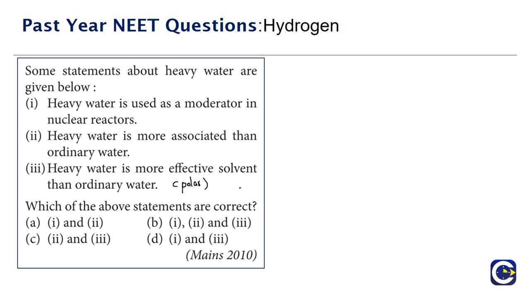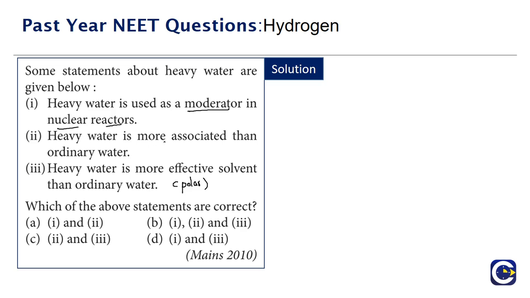Now the first statement, which is heavy water is used as a moderator in nuclear reactors, is correct. In fact, that is an application of heavy water. It is able to slow down the fast moving neutrons, because fast moving neutrons will not be able to induce the nuclear fission reaction. So they are slowed down by the use of moderators, and heavy water is one of the substances used as a moderator in nuclear reactors.